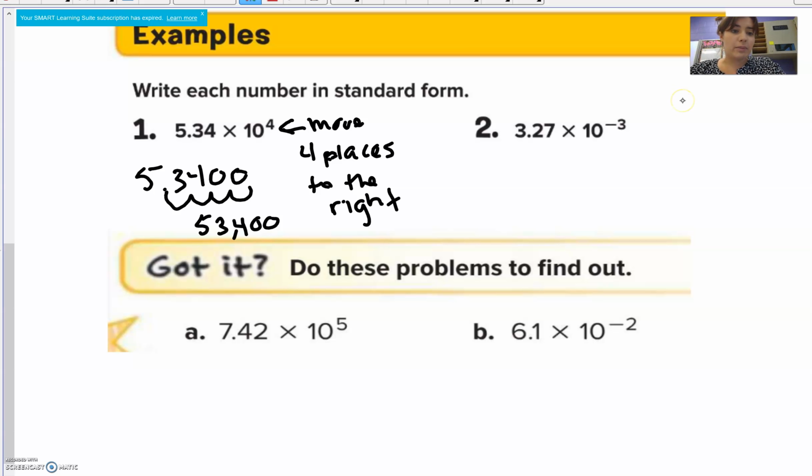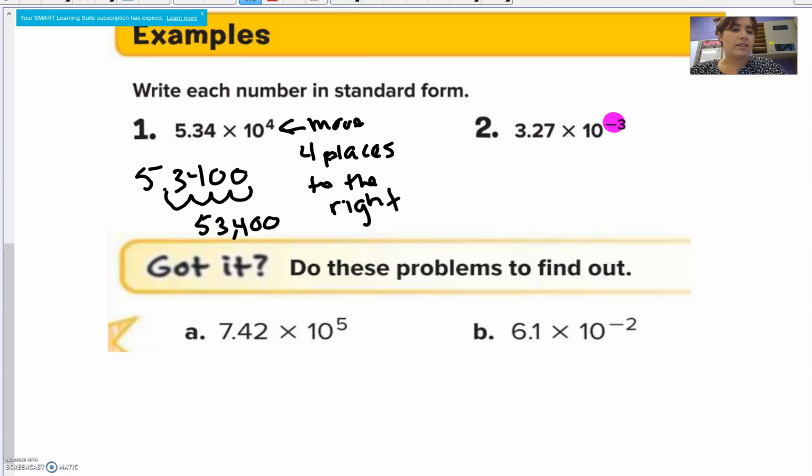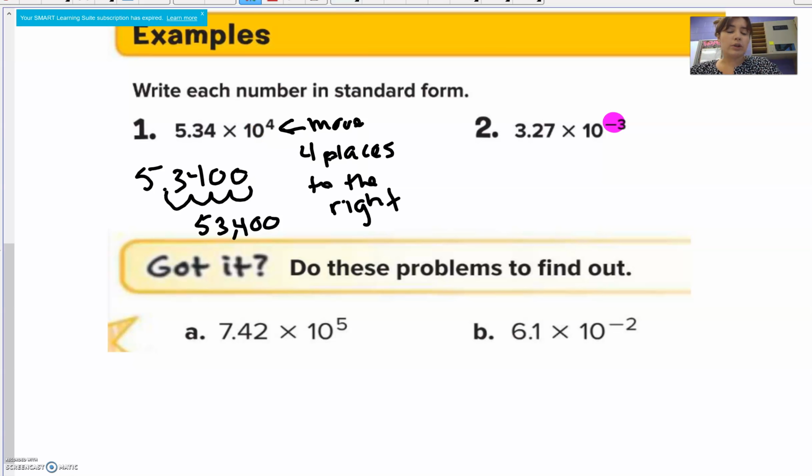Okay, so we look at number 2. What's different between 2 and 1? Well, our exponent is negative. Okay, so what we're going to do is we're going to move 3 places to the left.